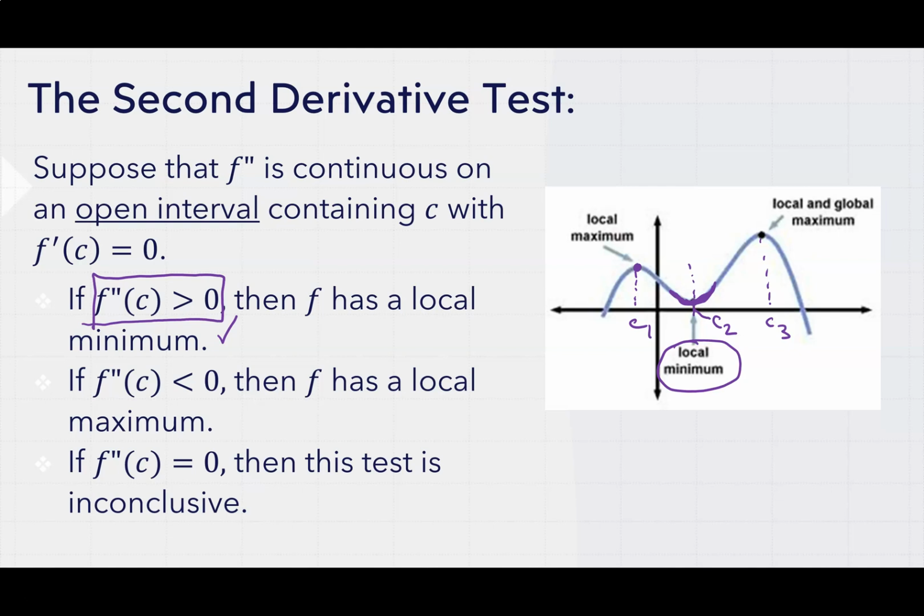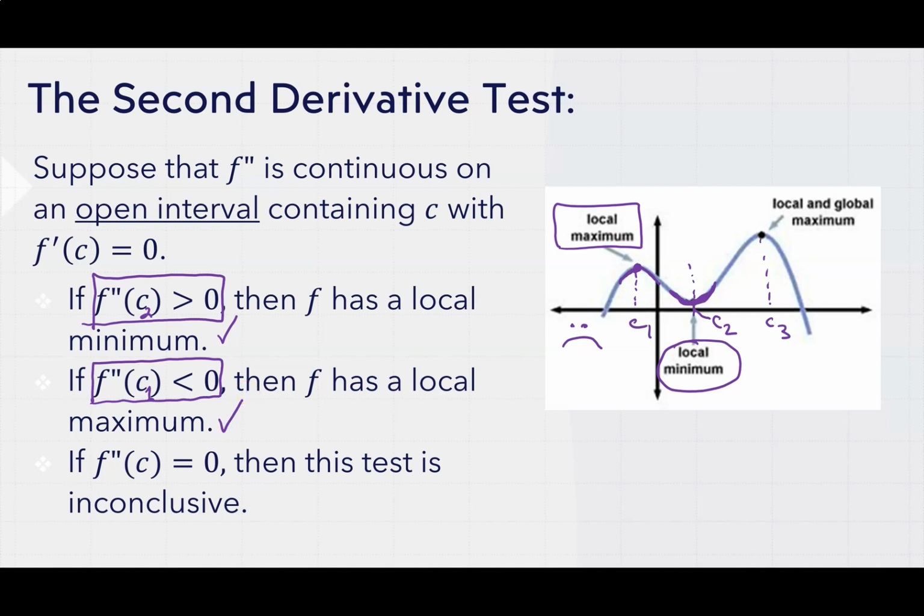Okay, now let's focus on C1. If that is your critical point and you plug C1 into your second derivative and it becomes a negative number, then at point C1, your curve is concaving down. And if your curve is concaving down, you have a sad face, and that will be your local maximum. You have a peak, you have a top. Okay, and that's what the second derivative will tell you.